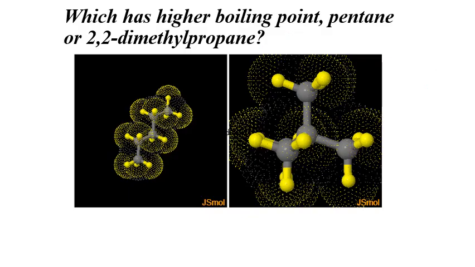Okay, let's look at the second question. Which has a higher boiling point, pentane or 2,2-dimethylpropane? So basically, I just roughly show you the 3D structure of pentane at the left-hand side here, and then 2,2-dimethylpropane at the right-hand side here.